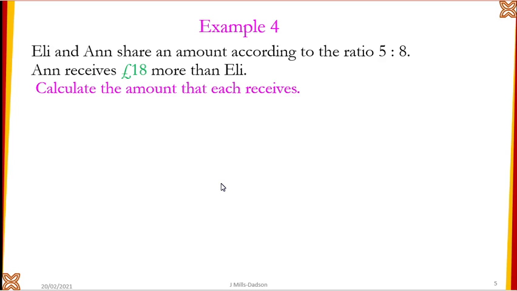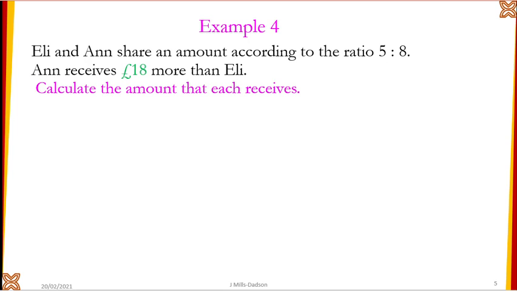Here, Ellie and Anne share an amount according to the ratio 5:8. Anne receives £18 more than Ellie. Calculate the amount that each receives. Here, this one is not the ratio sharing that we normally do. So remember, though the ratio is given to you, this amount is not even the whole amount that Anne receives. It's only a portion.